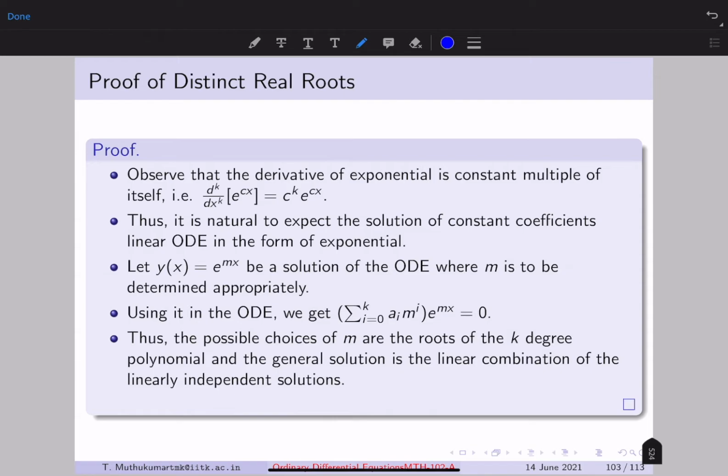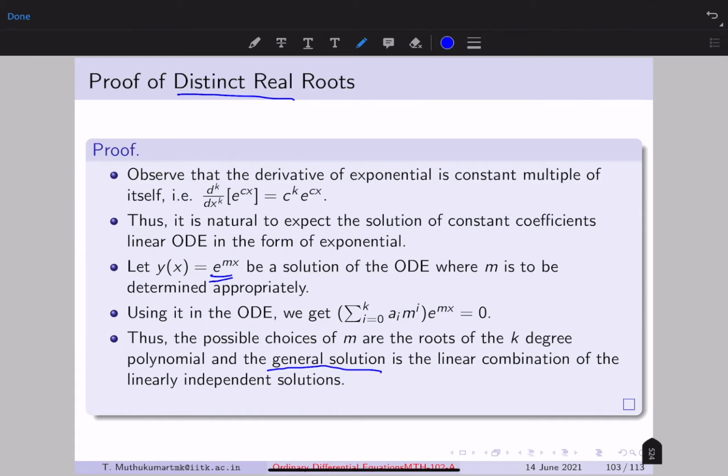Once you have the k roots, e power m1x, e power m2x are k different functions, and these k different functions are linearly independent, so their linear combination will be the general solution. That was the first item of the previous theorem, which is the distinct real root case.